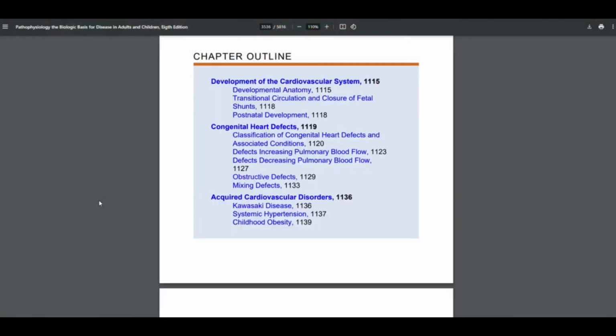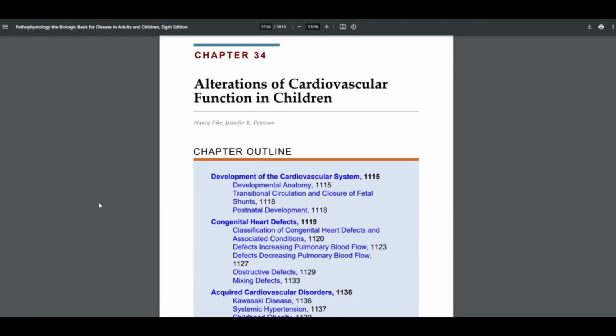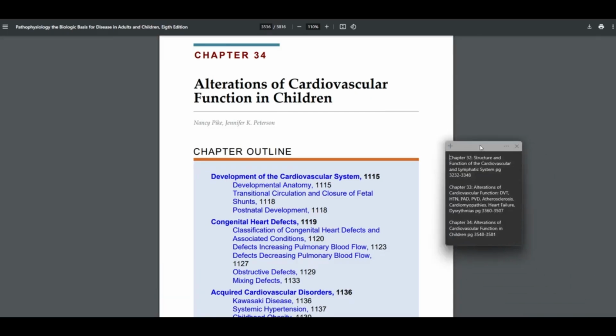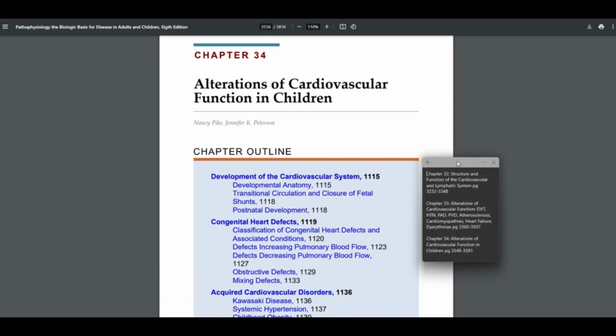Hello everyone, and welcome to another reading of Advanced Pathophysiology. Today we're going to talk about Chapter 34, the alterations of cardiovascular function in children. However, we are skipping over a small portion here.